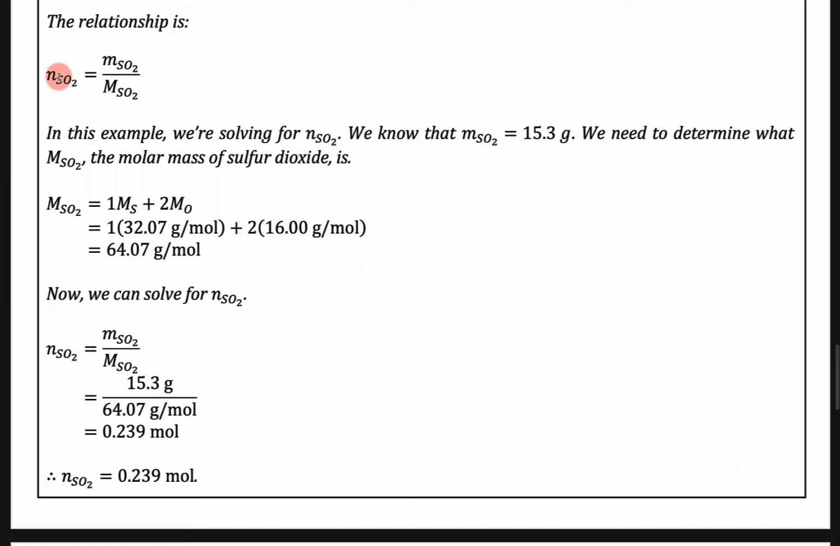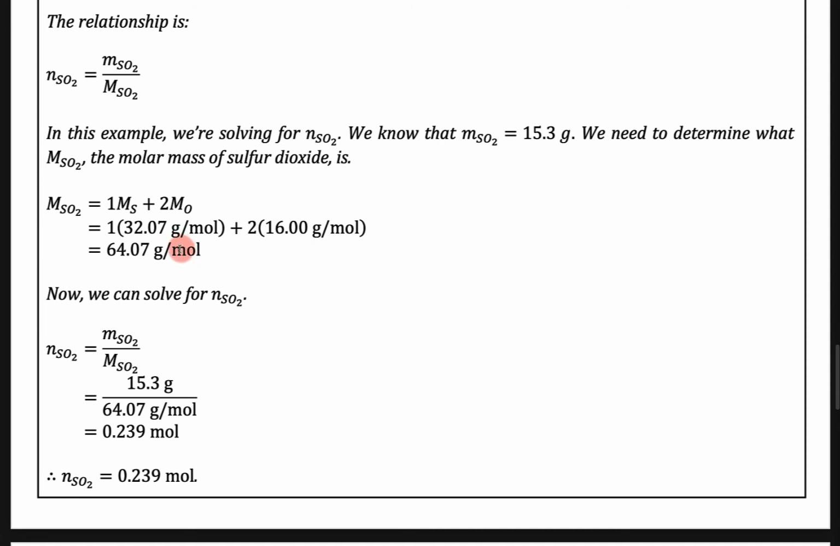We've seen before how this works. We calculated the molar mass of water earlier. So we're going to apply the same approach to calculate the molar mass of sulfur dioxide. The molar mass of sulfur dioxide would be equal to the molar mass of sulfur atoms plus 2 times the molar mass of oxygen atoms. And then the molar mass comes out to be 64.07 grams per mole.